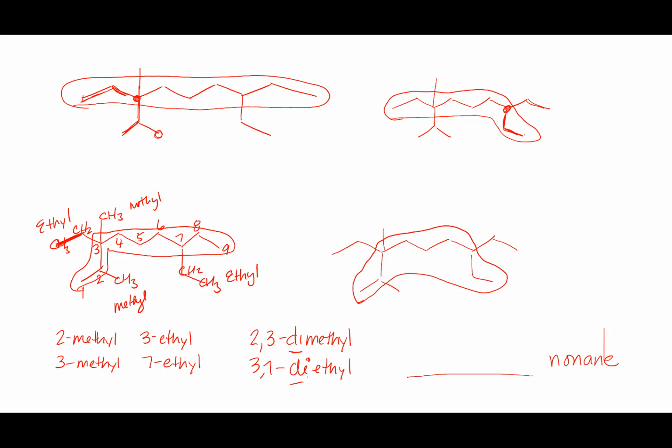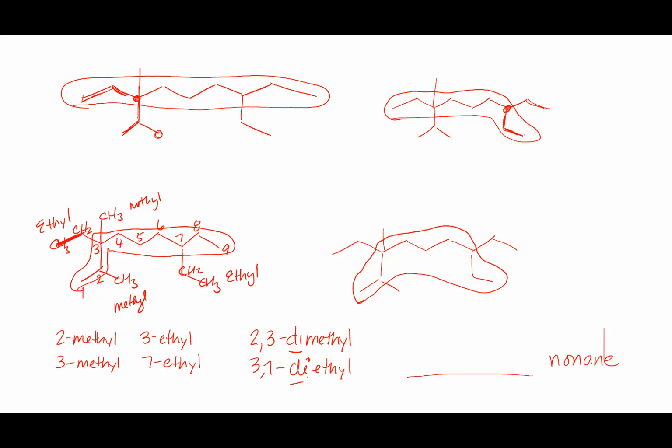And so any groups that are the same, we're going to combine them up. So there's my dimethyl and my diethyl. Now I've got all my substituents together, I'm going to create an alphabetized list of substituents before the nonane. So in this case, ethyl comes before methyl.